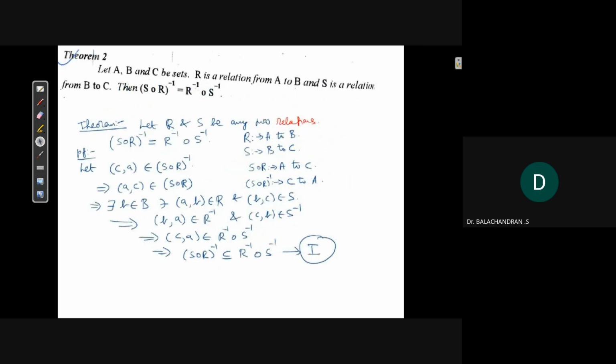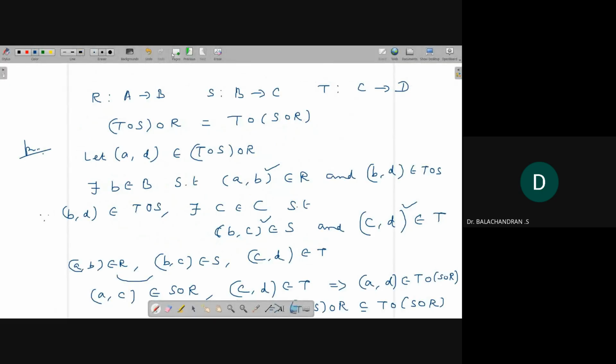Okay, second theorem. Let A, B, C be sets. R is a relation from A to B, and S is a relation from B to C. Okay, I'll write. R is a relation from A to B.